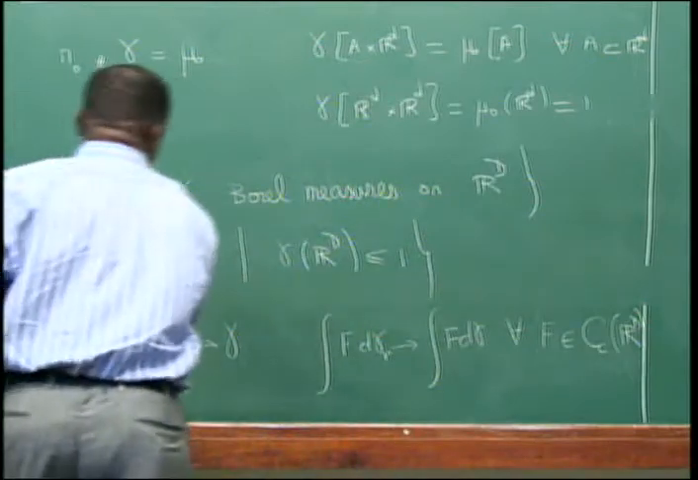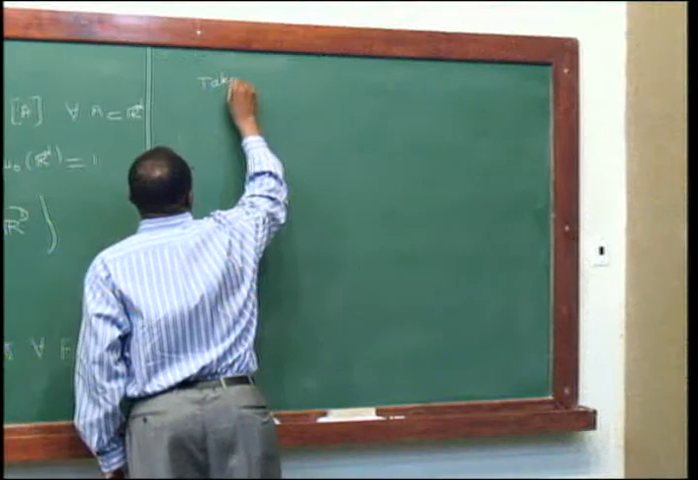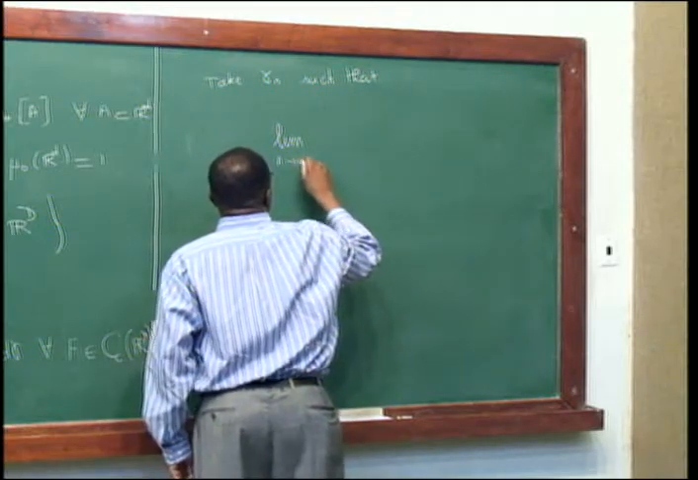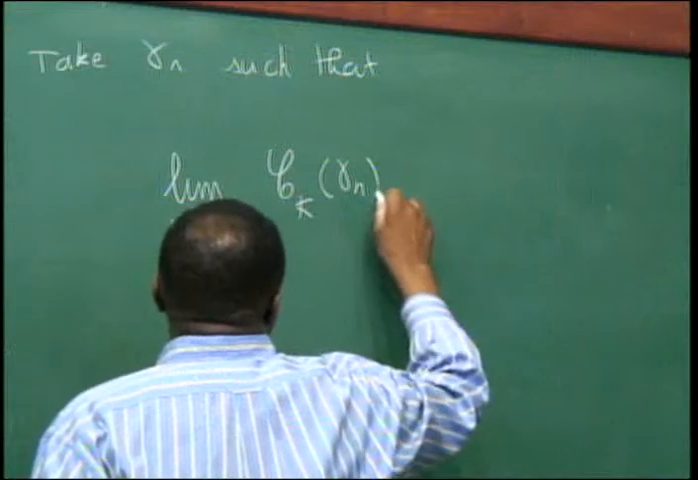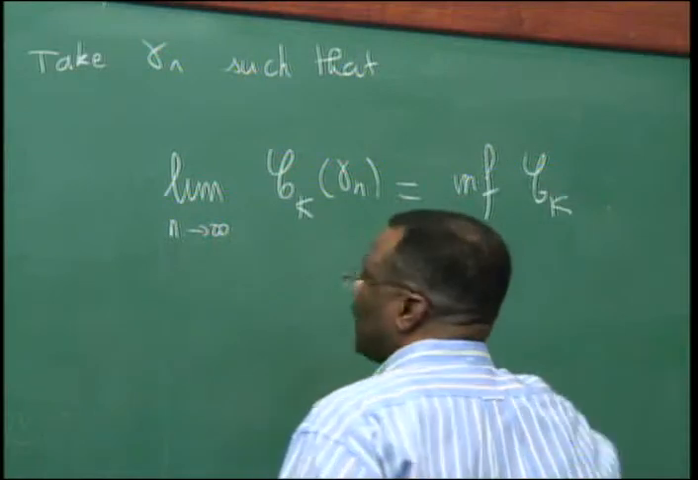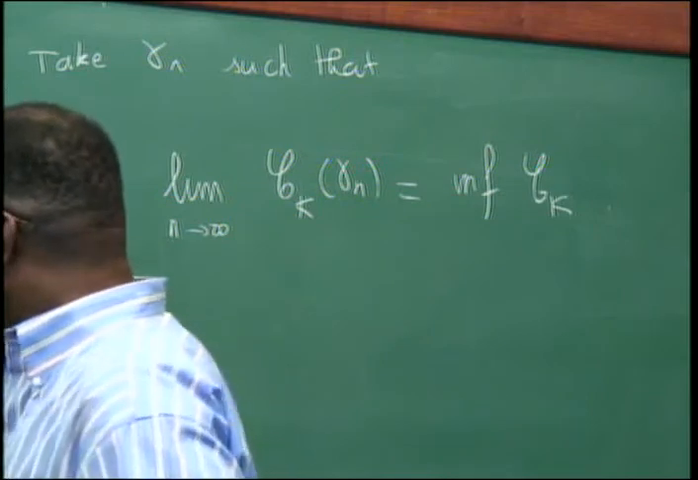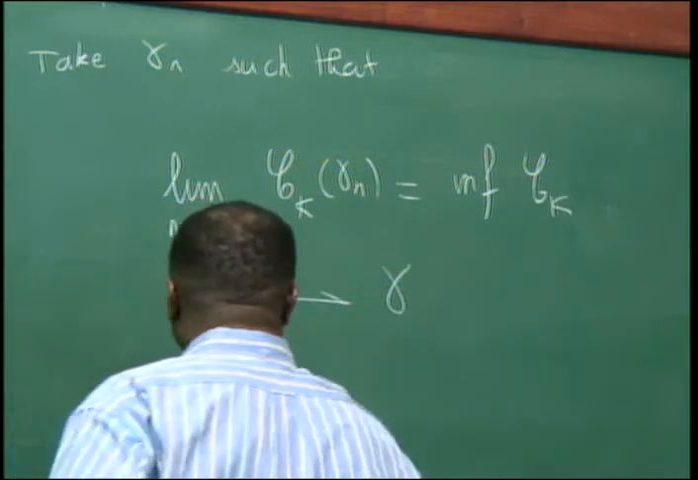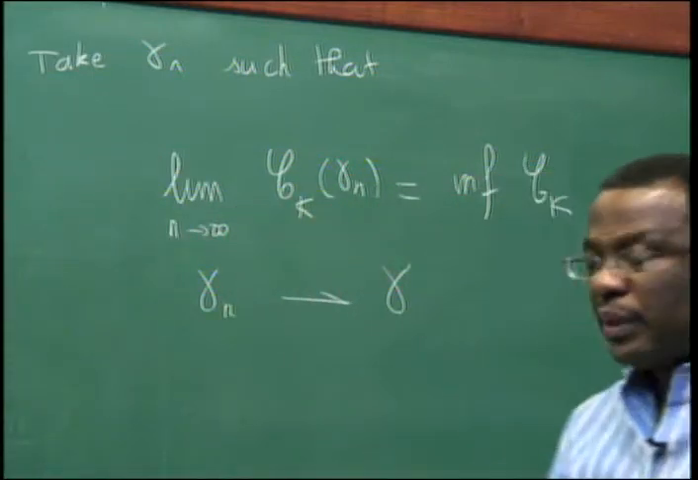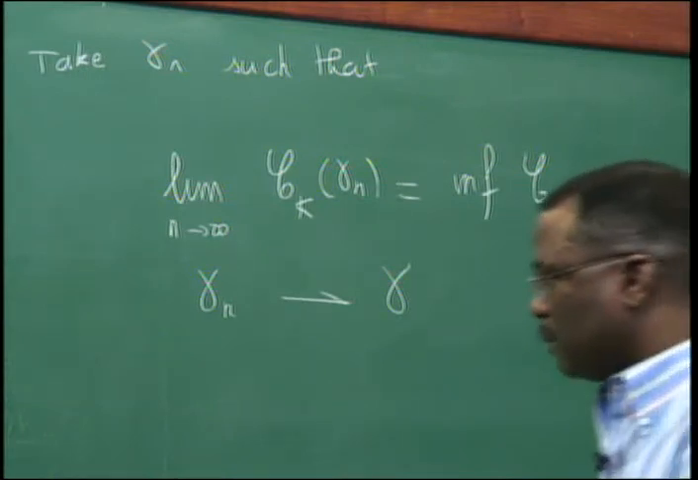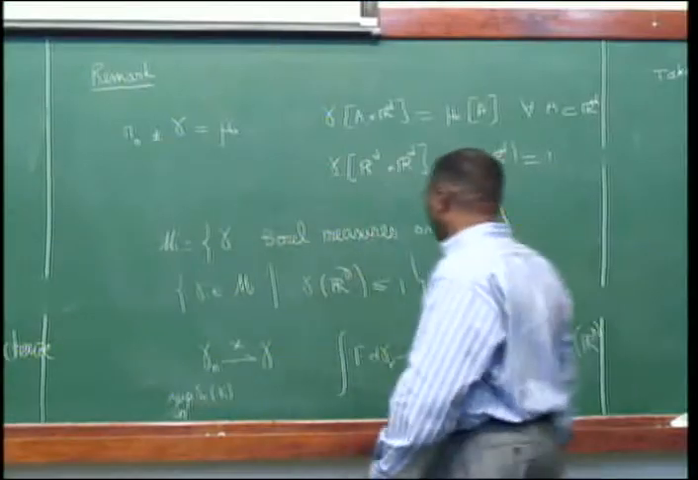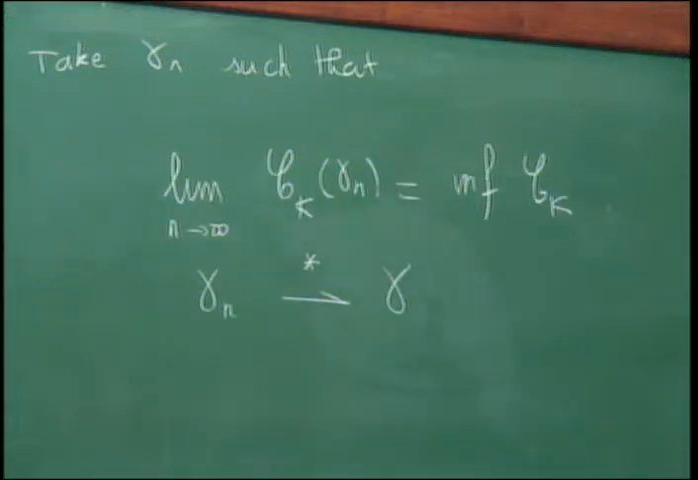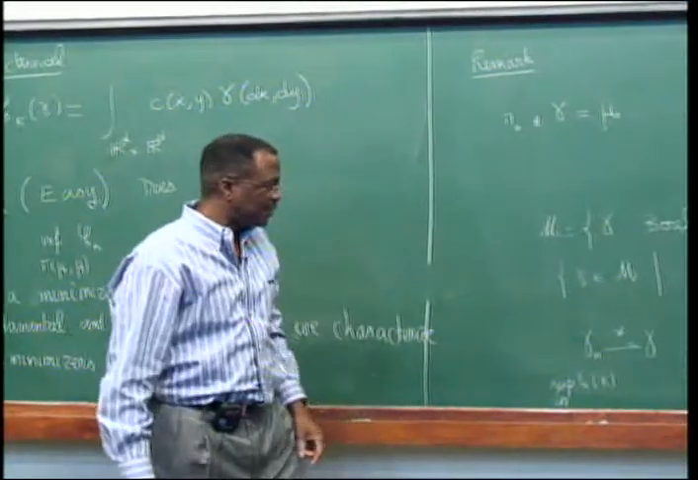Now, take a minimizing sequence such that the limit as n goes to plus infinity of the Kantorovich cost of gamma n equals the infimum of the Kantorovich problem. Because of this property, I can assume, without loss of generality, passing to a subsequence if necessary, that gamma n converges weakly to gamma. I think this is the notation which is usually adopted. If C was continuous and of compact support, I would be done. Right?